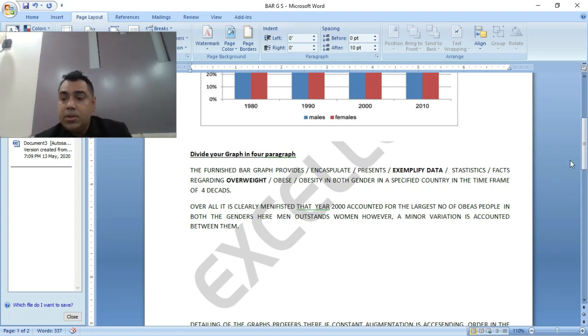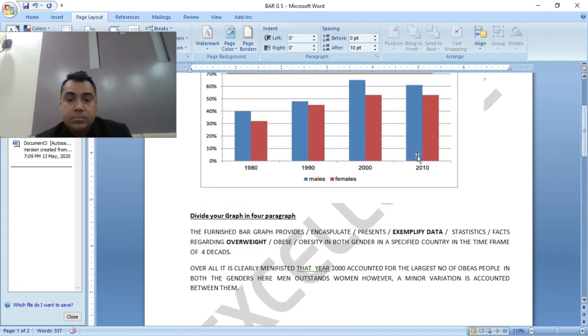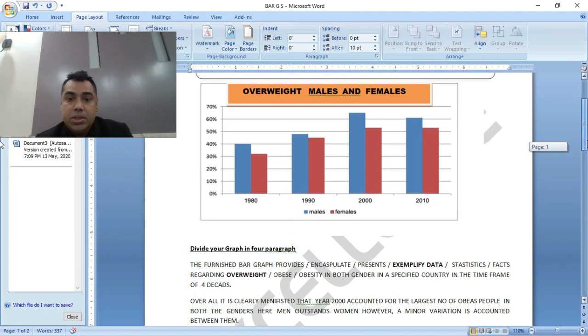Okay, so here you can see that I have taken this one, year 2000, because the year 2000 has the highest number of obese people or the overweight people in both the genders. However, there is a minor variation.